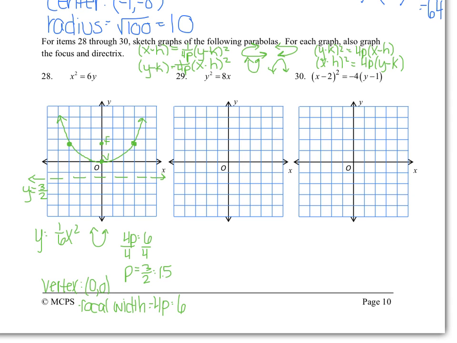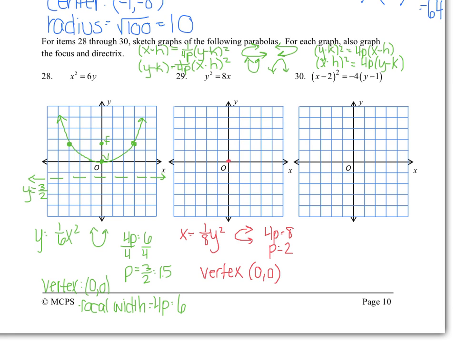For question 29, y squared equals 8x. As I said, I like to change the equation, so I'm going to divide both sides by 8 and get x equals 1/8 y squared. But you can look at either equation. This tells me it's going to open to the right because of x equals and p being positive. 4p is going to equal 8. So divide both sides by 4, p is going to equal 2. My vertex is going to be again at 0, 0.